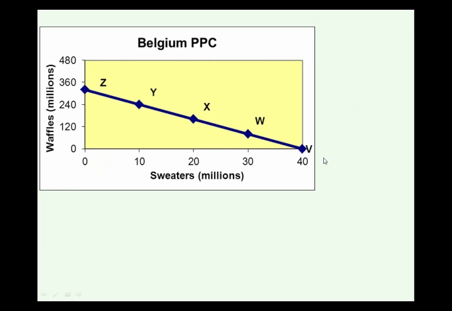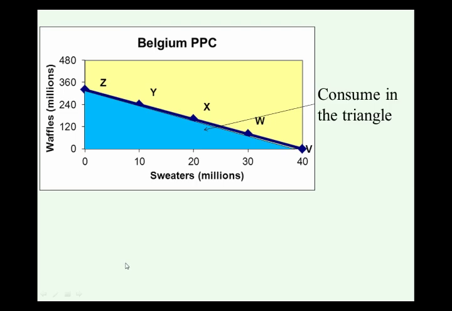Again, still sweaters and waffles, and again I'm just plotting that production possibility curve. If they produce no waffles, they're capable of making 40 sweaters with the labor hour, and if they produce only waffles, they make 320, and we draw the line. Again, the possibilities for consumption are equal to what they can actually produce. So any point in this triangle is the consumption possibilities for Belgium, if there's no trade.